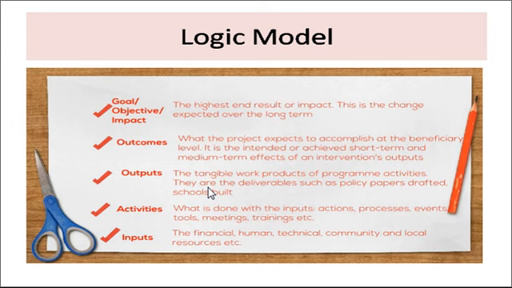Now outcome. Outcome is the set of short-term or intermediate results at the population level. So the outcomes are at the community level. It is not at the program level. If it is at the community level, population level, achieved by the program through the execution of the activities. So what the project expects to accomplish at the beneficiary level? It is the intended or achieved short-term and medium-term effects of an intervention's outputs.